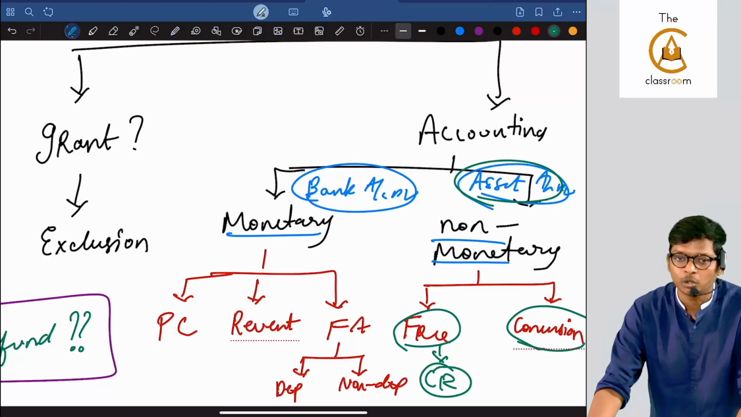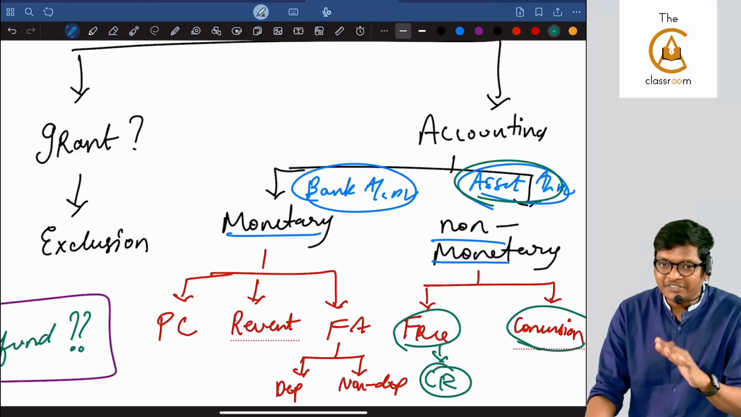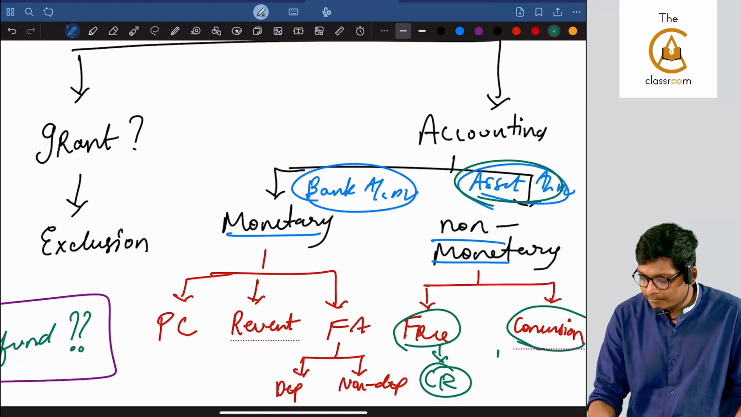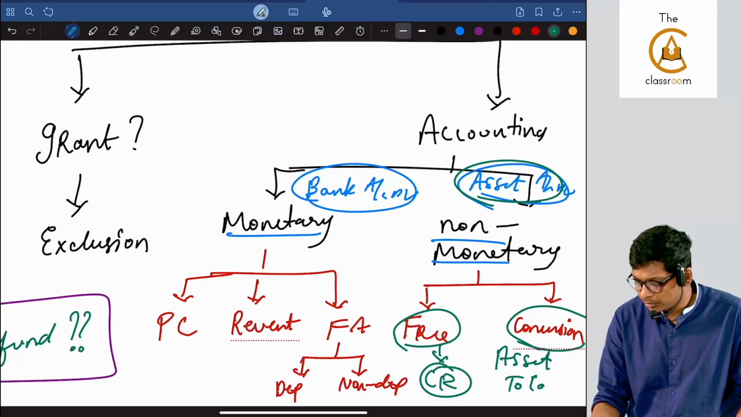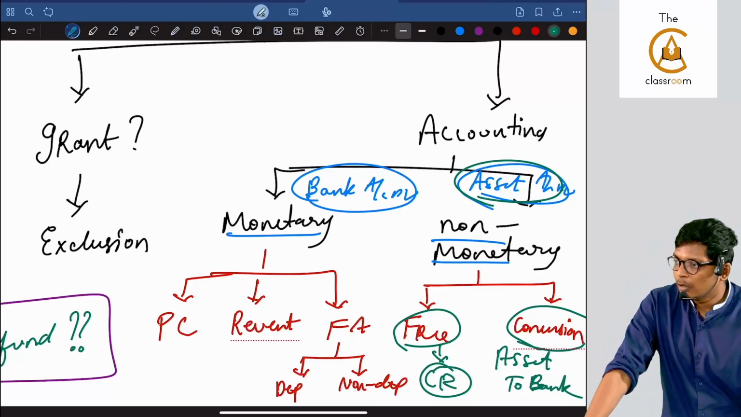I got a discount. Apple laptop is 2 lakhs. I got it for 50,000. Then what will be the entry? Asset to bank. Asset, the laptop, to bank, at whatever price you paid.